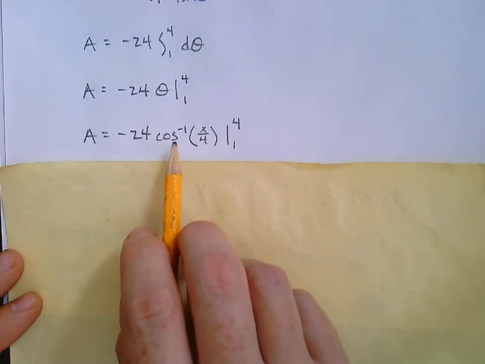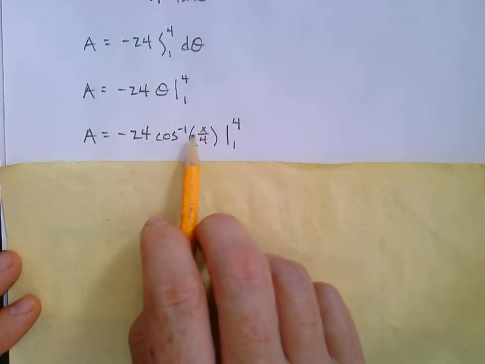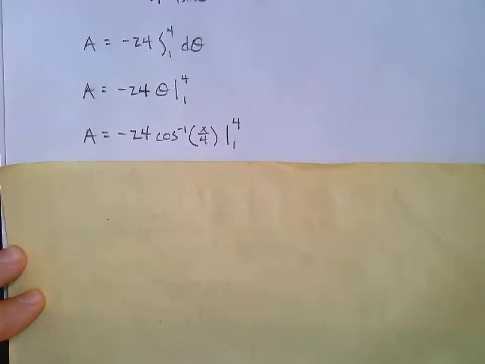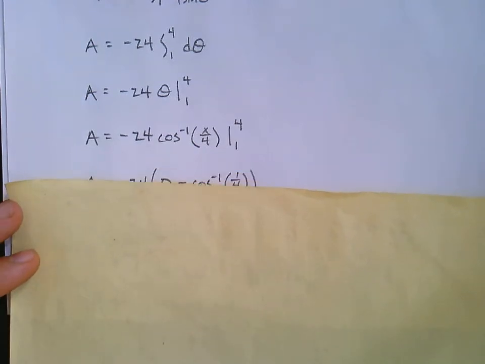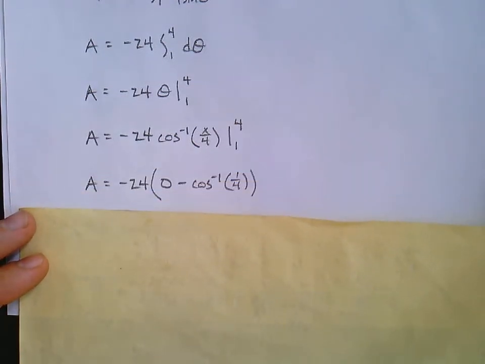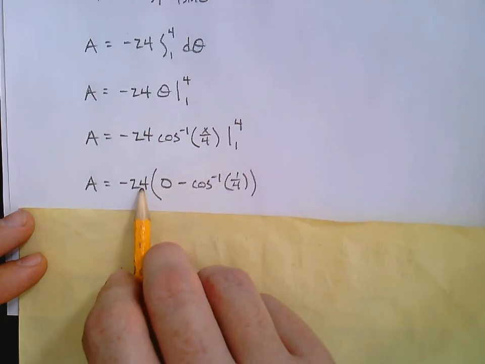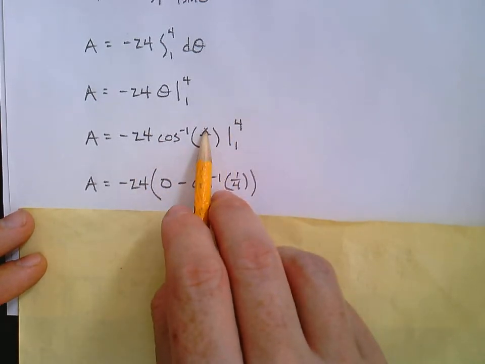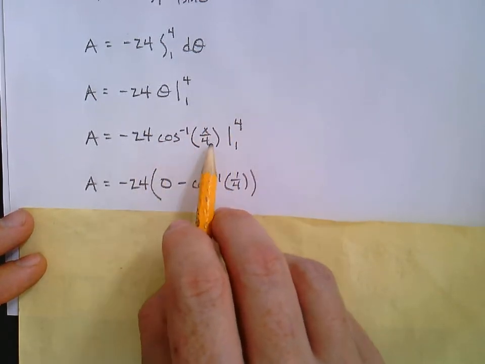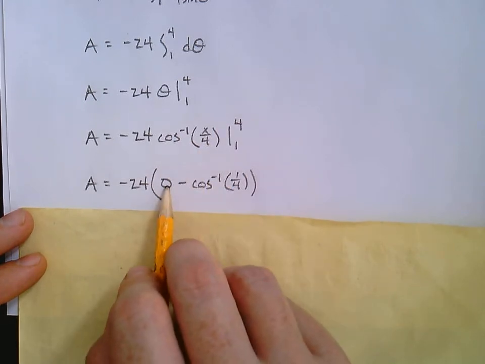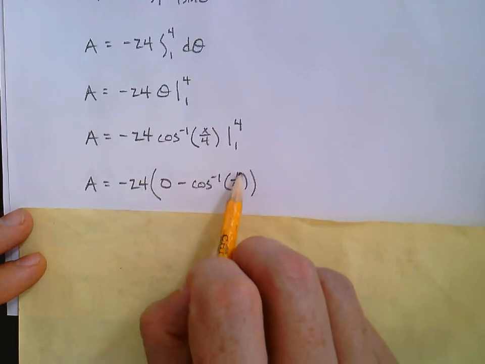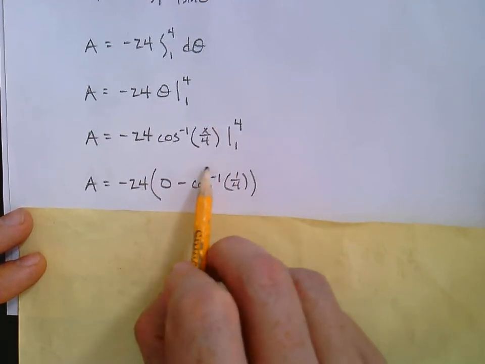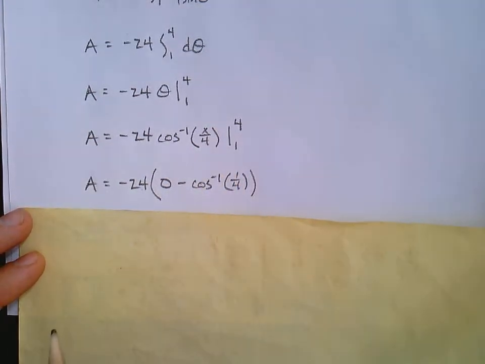So we have negative 24 arc cosine, or inverse cosine, of x over 4. Now we can evaluate from 1 to 4. So plugging in, I'll just leave that negative 24 in front. Plugging 4 in for x, it'd be the inverse cosine of 1. Turns out that is 0. Minus inverse cosine of 1/4. This is not a nice answer, so I kind of prefer to write it this way for the moment.